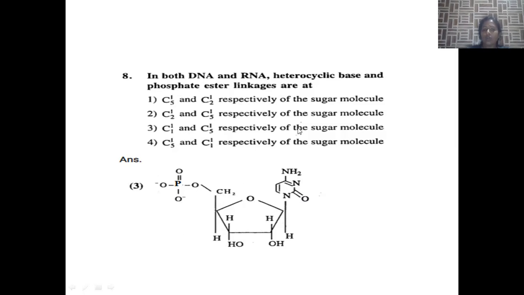Now let us see, what is the position of this base as well as phosphate ester? When we count the carbons here, the first carbon has the pyrimidine base, and the fifth carbon has the phosphate. The first carbon has the pyrimidine base, and the fifth carbon has the phosphate ester linkage. The correct option will be C1 and C5 respectively of sugar molecules. C1 binds to heterocyclic base, C5 binds to phosphate ester. So according to this problem, we have to arrange this statement: C1 binds to heterocyclic base, C5 binds to phosphate respectively. The correct option will be option number 3.